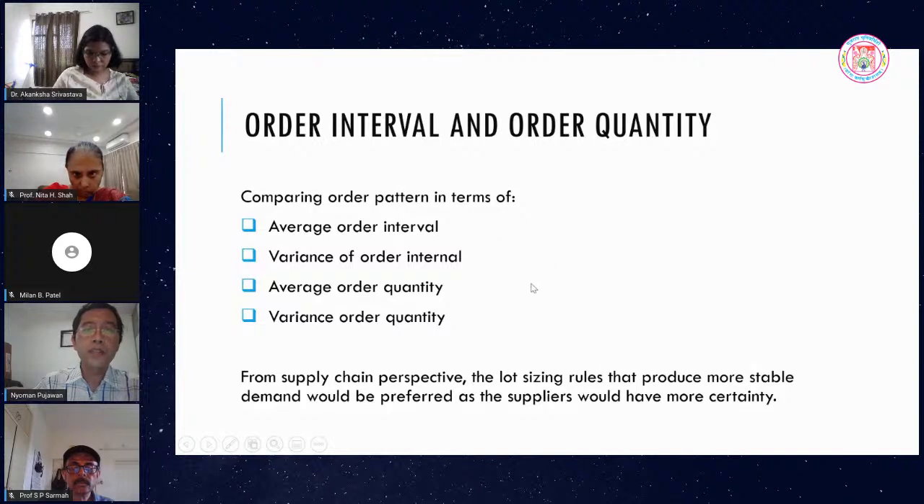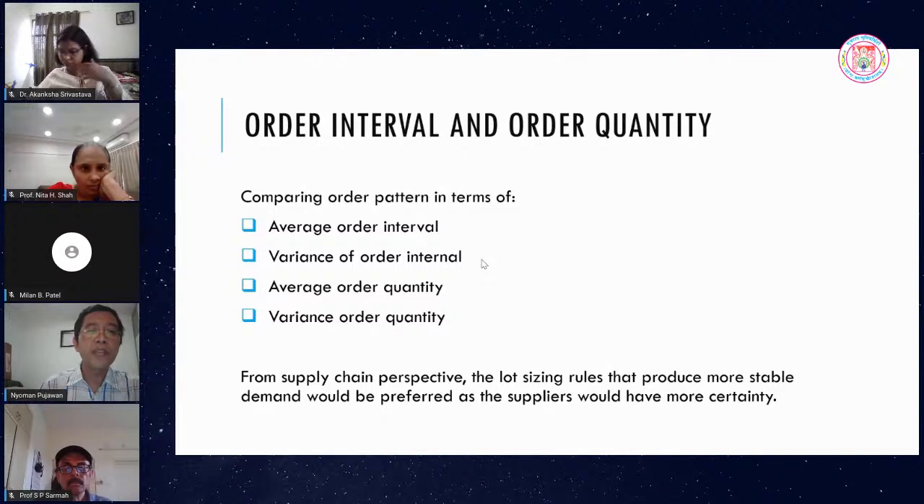So how did I compare the order variability? I was looking at 4 different performance results here. One is the average order interval. Secondly, the variance of the order interval, so the time between orders. If the average order interval is, let's say, 4, but the variance is 3, then it means that the time between orders is highly uncertain. I also look at the order quantity in terms of the mean value as well as the variance. So we can look at 2 things: one is time between orders, or order cycle, and the second is the order quantity. How stable is your order interval? And how stable is your order quantity?